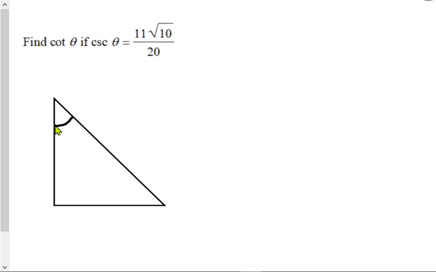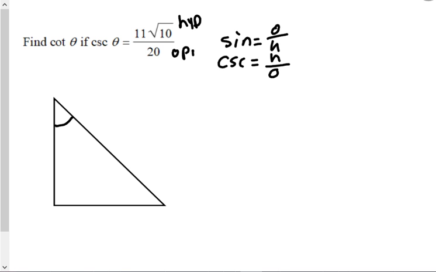So cosecant, remember cosecant goes with sine. Sine is the opposite over hypotenuse. So cosecant is going to be the inverse of that. So the inverse of opposite over hypotenuse is hypotenuse over opposite. So that means in this problem, this is the hypotenuse and this is the opposite side from this angle. So we will fill in here what we know.